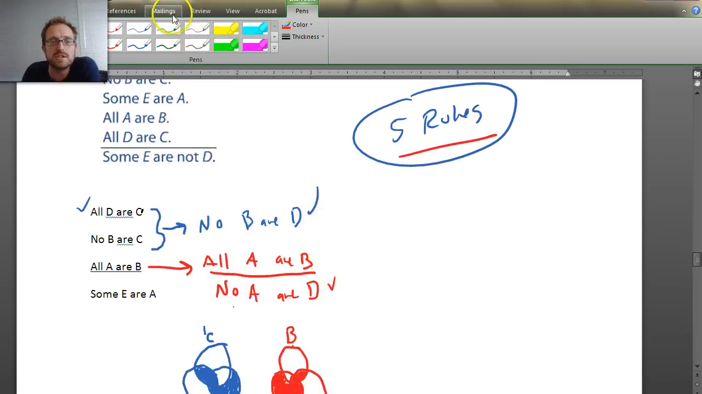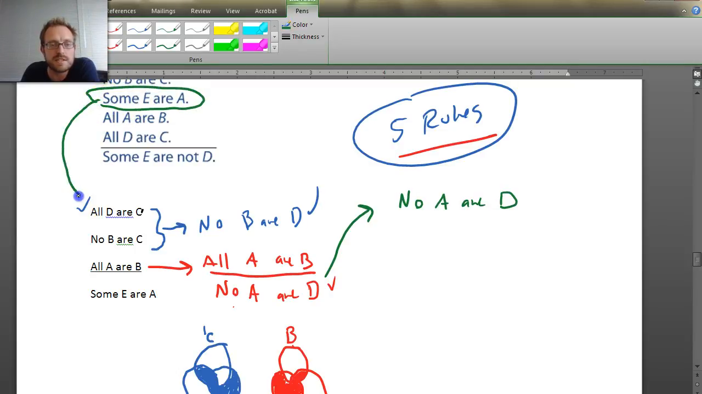Okay, so basically what you're going to do now is bring up this premise here. Oh, we're missing one in here. We're missing some E or A. So bring up this conclusion as your intermediary premise, and it's going to say no A or D. And then now I need to bring in this premise. You can see I accidentally wrote it right here. So it should say some E are A.